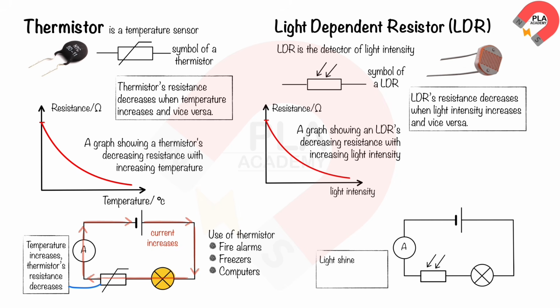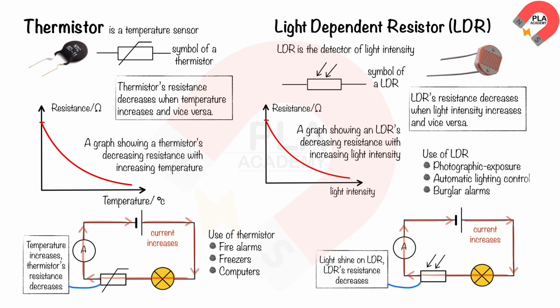In the circuit diagram, when light shines on the LDR, its resistance decreases, causing the current from the battery to increase. This causes a light bulb to shine brighter. Light-dependent resistors are often used in light-sensitive circuits in devices such as photographic exposure equipment, automatic lighting controls, and burglar alarms.